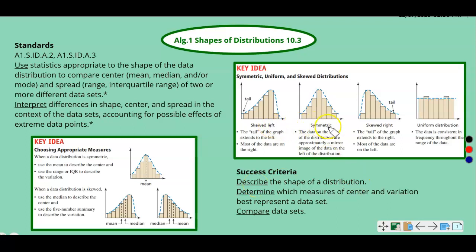All right, to be successful, you need to be able to describe the shape of the distribution. Again, is it skewed? Is it symmetric? Is it uniform? You need to be able to determine which measure of center or variation best represents the data. And you need to be able to compare data sets.